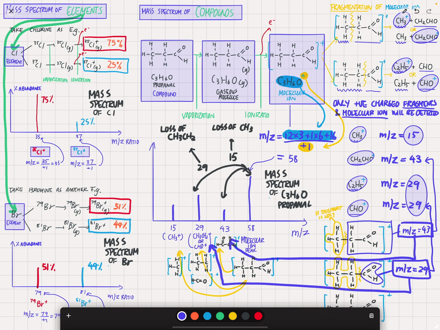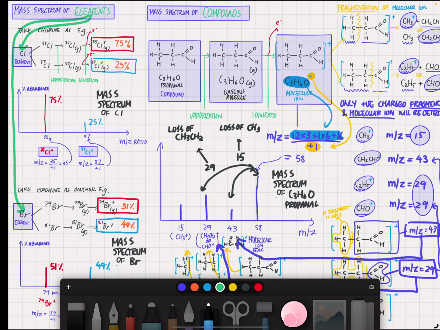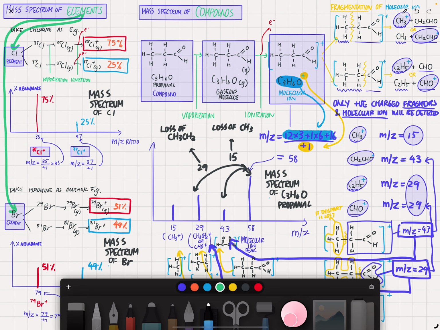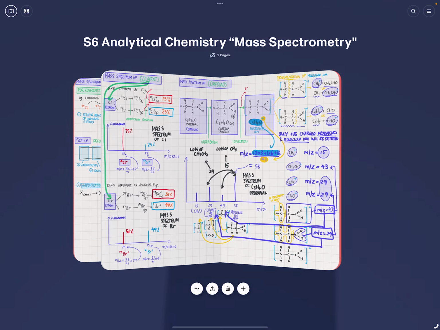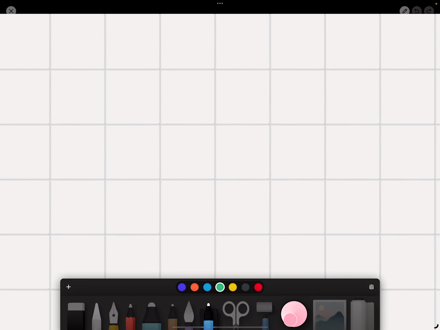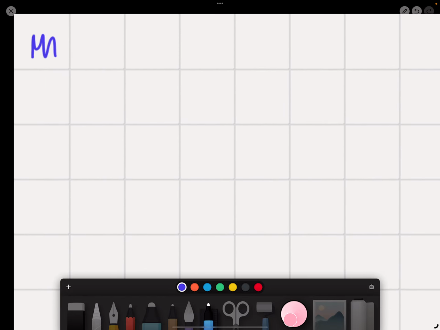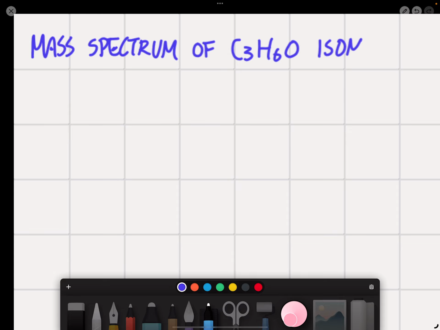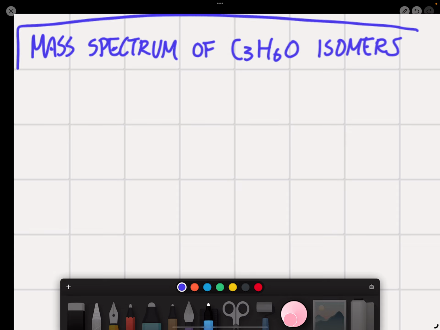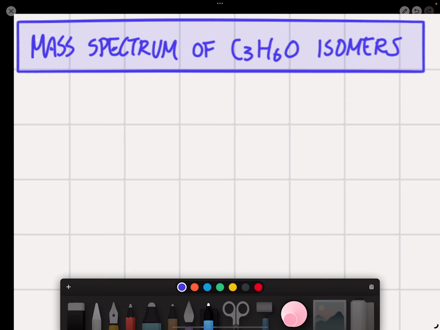So a certain molecule will have a unique mass spectrum, and we can use it to identify isomers. So if we have two isomers, we can tell which is which by studying the mass spectrum. So for example, in here, when we look at the mass spectrum of C3H6O isomers. Remember that isomers are molecules with the same molecular formula but a different structural formula. So we have 1, 2, 3.